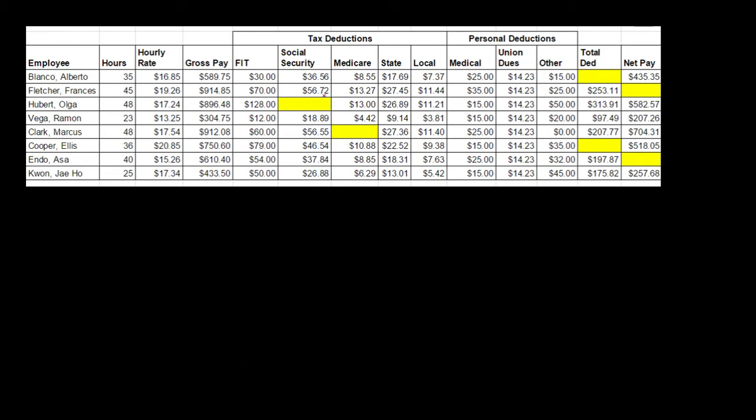Starting with Social Security. The Social Security dollar amount that we take out is going to be based on gross pay multiplied by that Social Security rate. But you need to know the rate in order to do this. So for example, if we're looking at Olga, once again, we know Olga's gross pay is $896.48, but we need that Social Security rate to figure out this box.